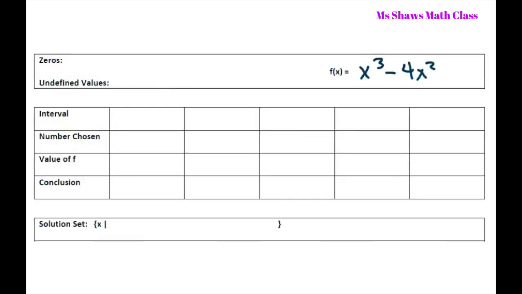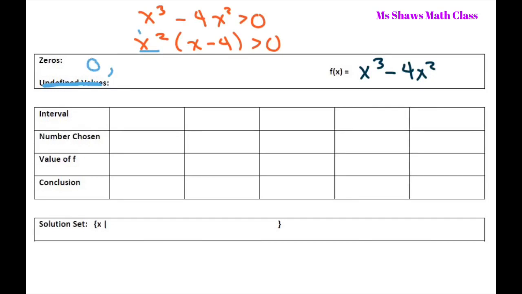So for the first one, we had x cubed minus 4x squared is positive. So factor out the x squared, and you get x squared times x minus 4 is positive. Okay, so our zeros, we don't have any undefined. This is not a fraction. So we have a zero at 0 for this one and 4 here.